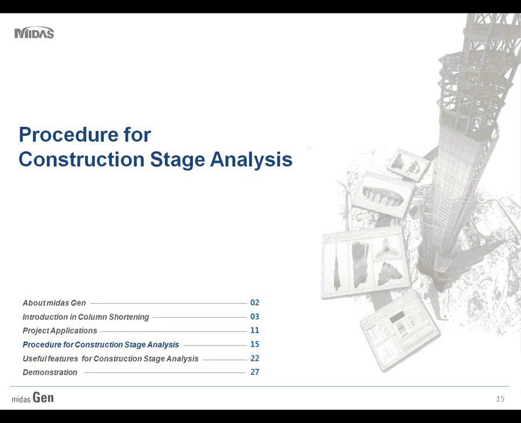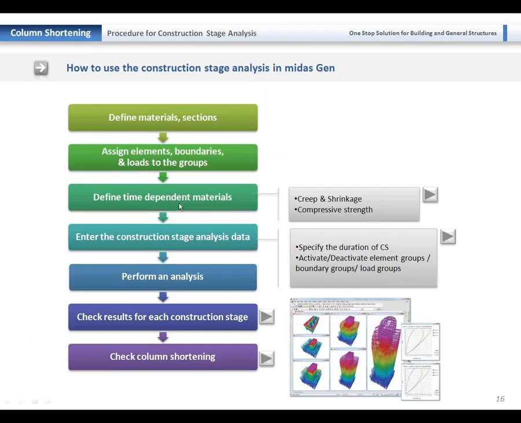So I would like to show you the procedure of how we can define those data in MIDAS Gen. This is the flowchart that we need to follow using MIDAS Gen. Firstly, we define the material and section and create the element, which is the same as general modeling. After that, for the construction stage, we need to define the groups. So element group, boundary group, and load group should be defined. And then we define the time-dependent material.